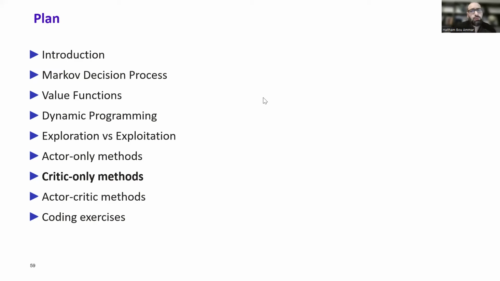In the previous lecture, we finished discussing actor-only methods, and we discussed how we derive REINFORCE or policy gradients, right? And we went through the derivation.